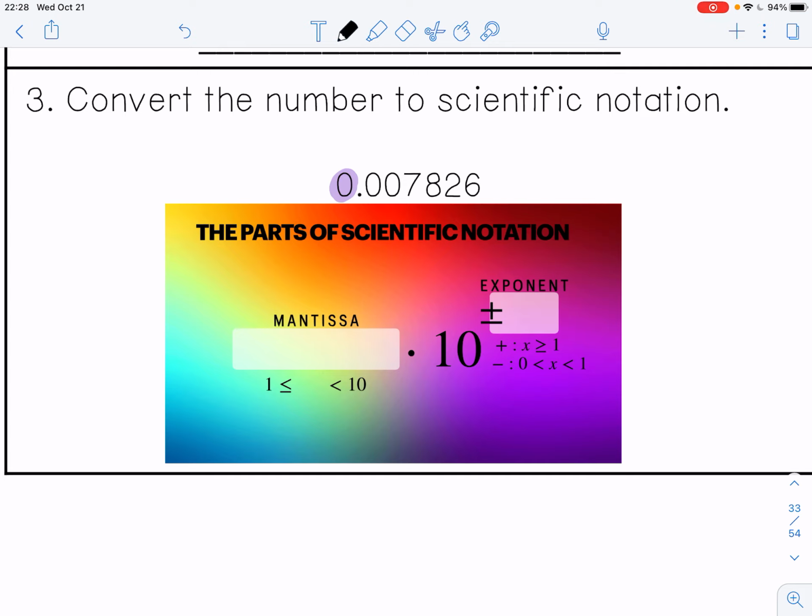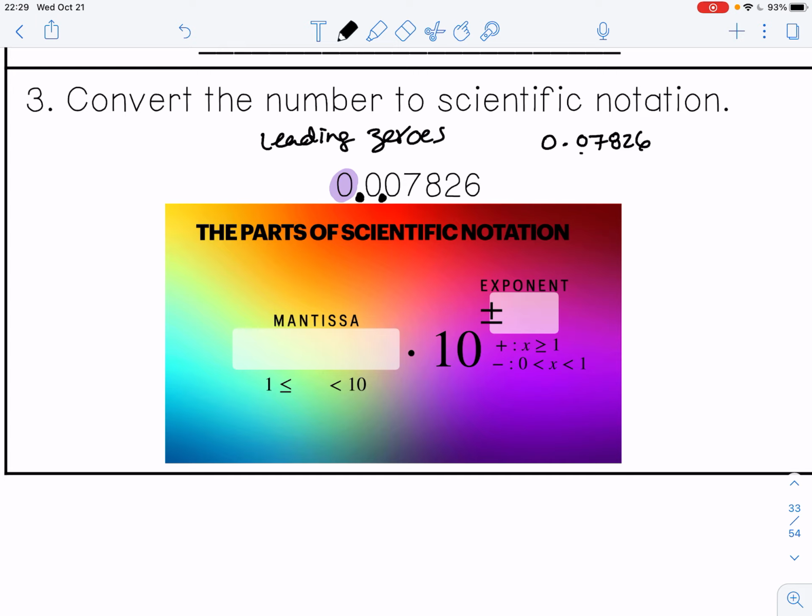We're still trying to make our mantissa between 1 and 10. So we've got to move this decimal so that we end up with a number between 1 and 10. Okay, so let's see what happens here. If I just move it this one time, how does that change my number? Well, that'll just make us have 0.07826. So all that did was chop off one of the leading zeros.